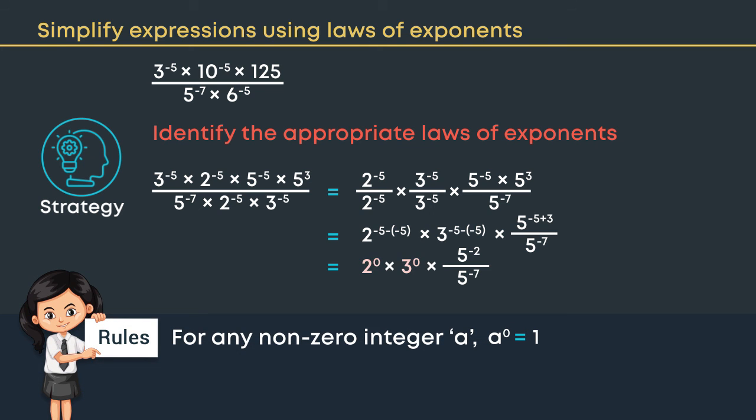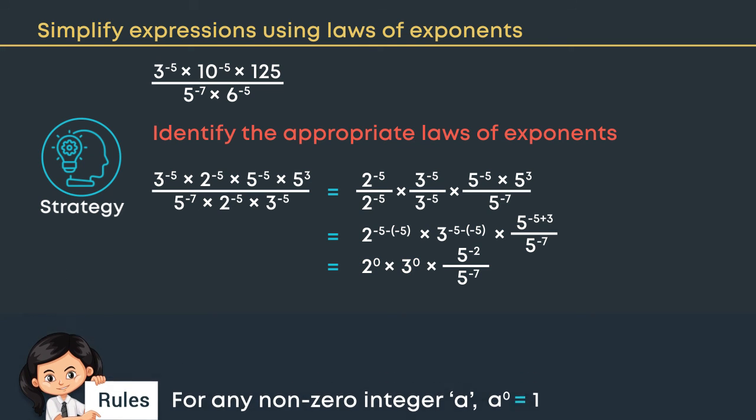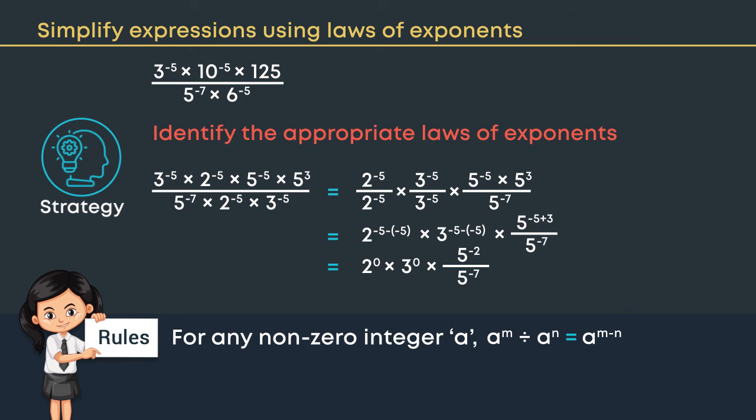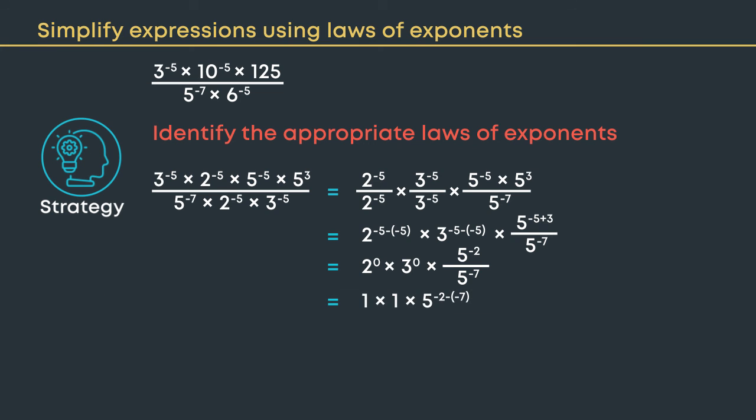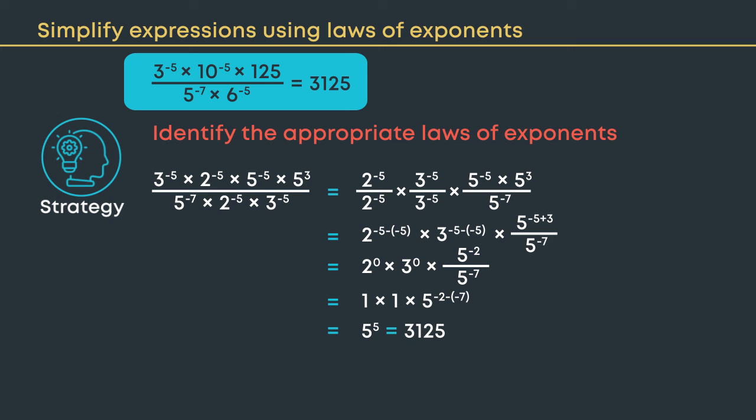We know that a to the power of 0 is 1. Also, by applying the quotient rule, 1 into 5 to the power of minus 2 minus of minus 7. Upon simplification, we get 5 to the power of 5, which is 3125. Hence, 3 to the power of minus 5 into 10 to the power of minus 5 into 125 divided by 5 to the power of minus 7 into 6 to the power of minus 5 is equal to 3125.